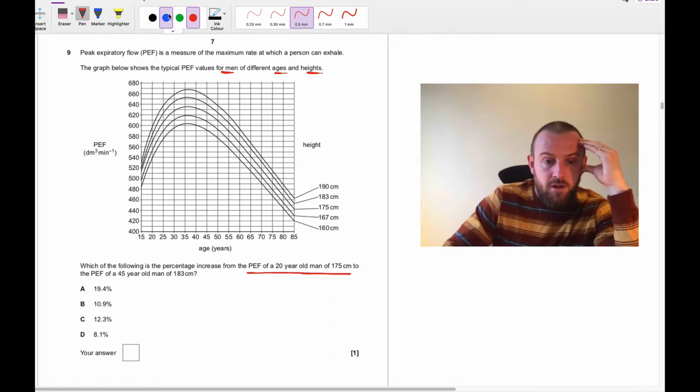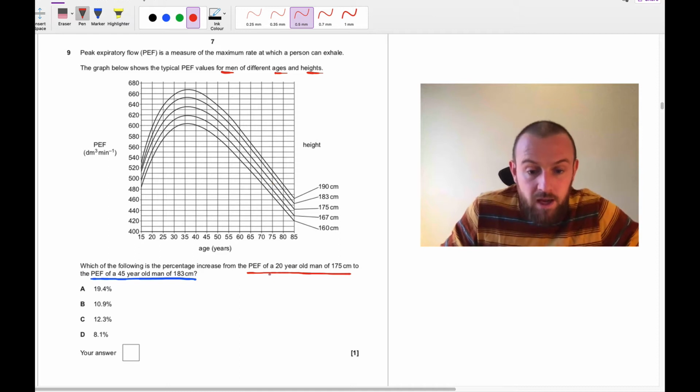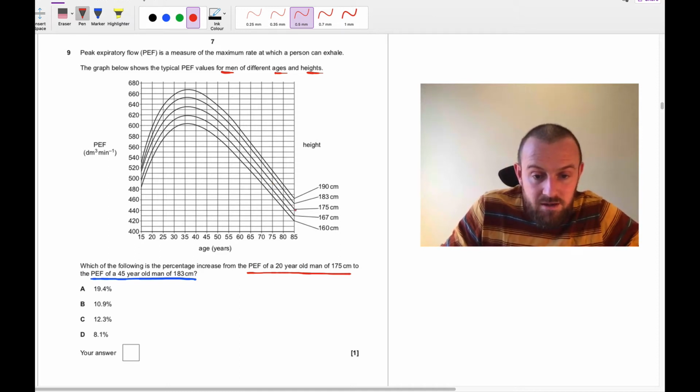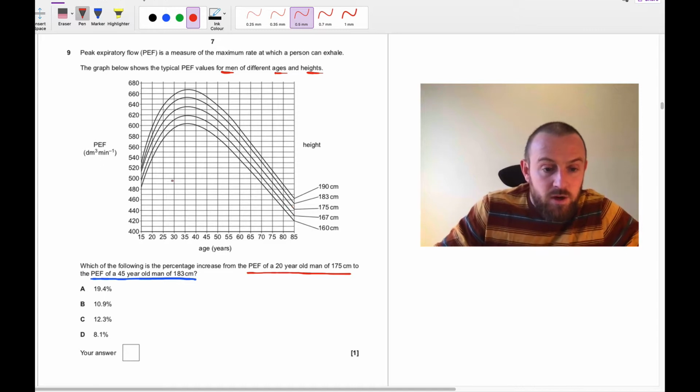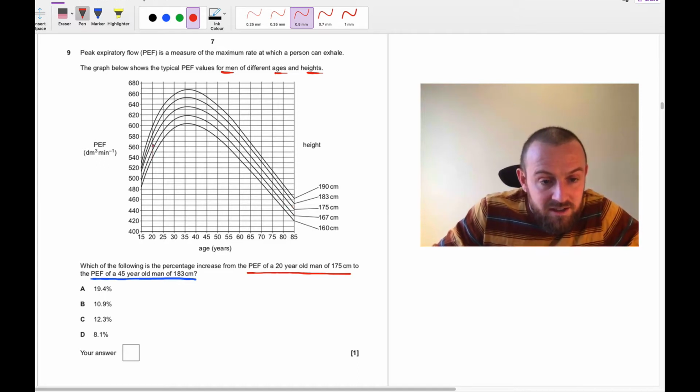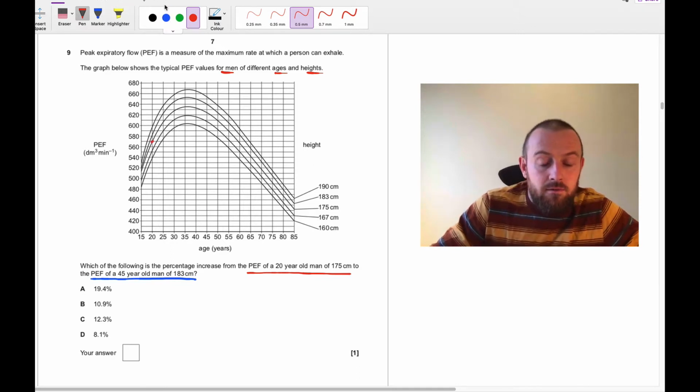And then let's take another colour for PEF of a 45-year-old man of 183. Okay, PEF, 20-year-old man, 175. So this 175 is the middle line. A 20-year-old man is here. So the middle line is there. Right there. And then, let's actually zoom in a bit.